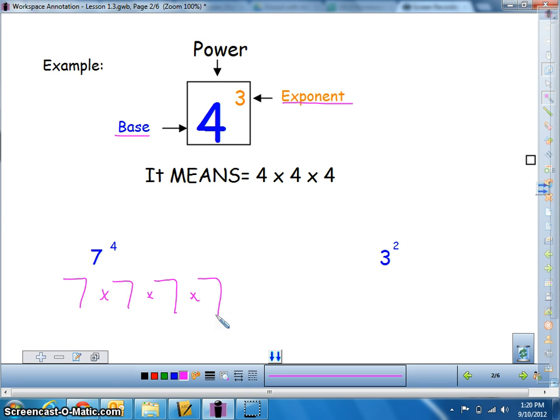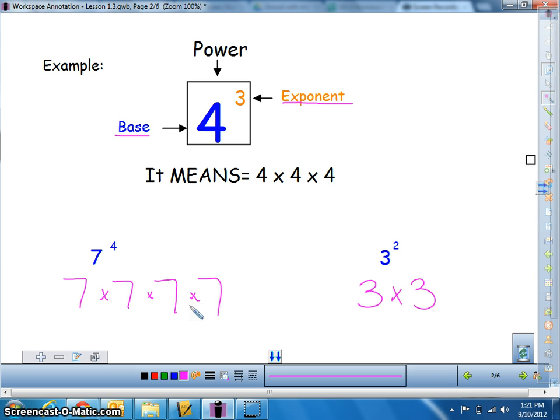So how about over here? We have the number 3 as our base, the number 2 as our exponent. What do you think this means? Can we write this out as a product? Well, certainly. It just means we're going to take 3 times itself. How many times? 2. So notice, it does not mean 3 times 2. It means 3 times 3. And if we go back over here, notice that this does not mean 7 times 4. Instead, it means 7 times 7 times 7 times 7. So you need to be careful and make that distinction.